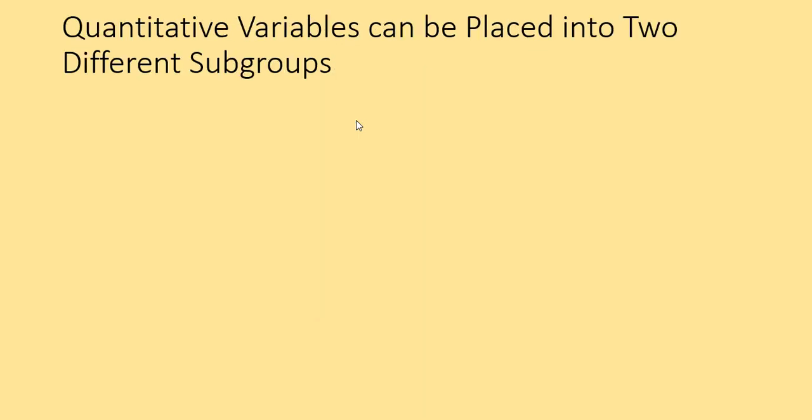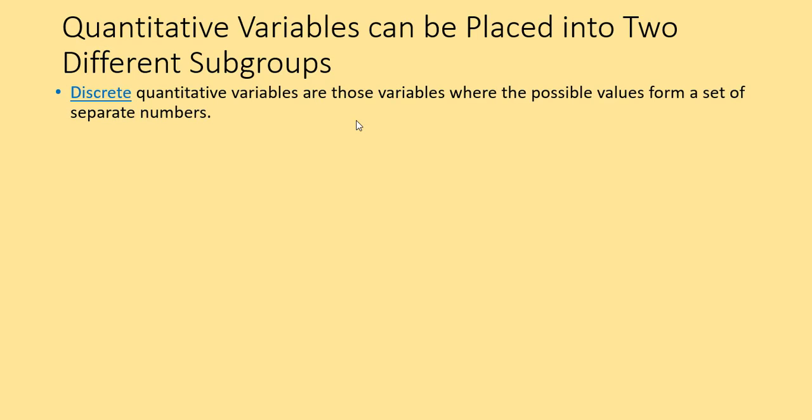Okay, so again, quantitative variables could be placed into 2 different subgroups. You're welcome to stop my video and go back, and if you don't understand something, you can pause and replay and all that. So one subgroup is discrete. These are the quantitative variables where possible values form a set of separate numbers.